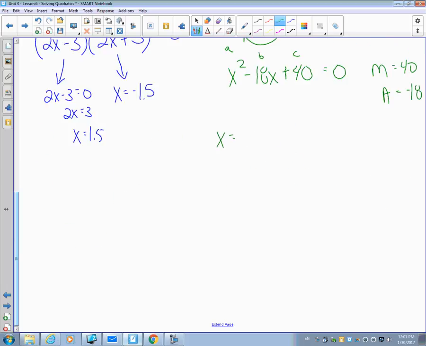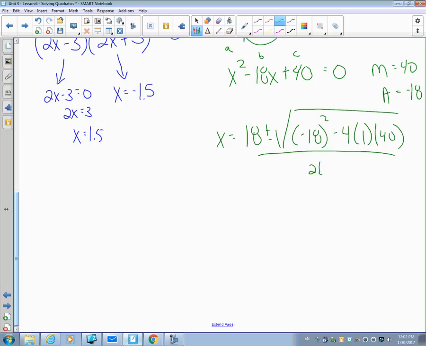The negative of b. b is already negative, so let's make it a positive. Square root of b squared, make sure it's in brackets, minus 4 times a times c all over 2a's. Math underneath the root sign, 18 squared minus 4 times 1 times 40 gives us 164. On the bottom we get 2. Let's get our two separate answers. The adding one, I believe, is 15.4 on my calculator. And when I do subtracting, I get 2.6.